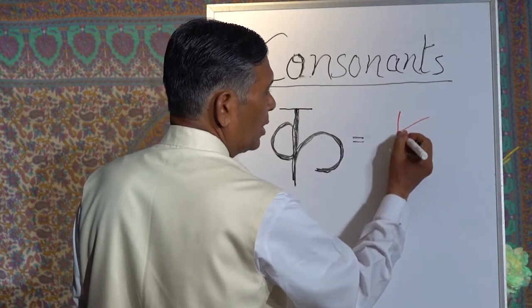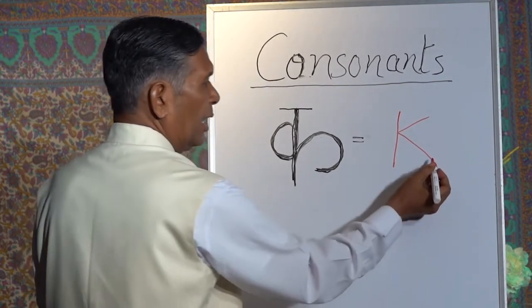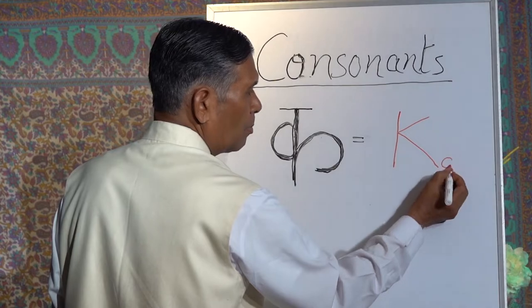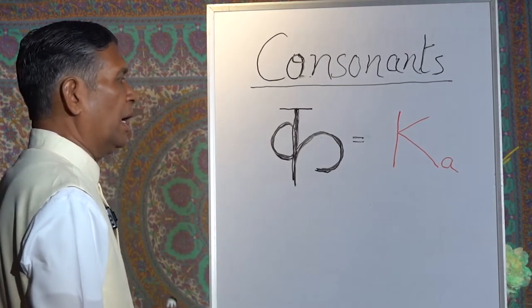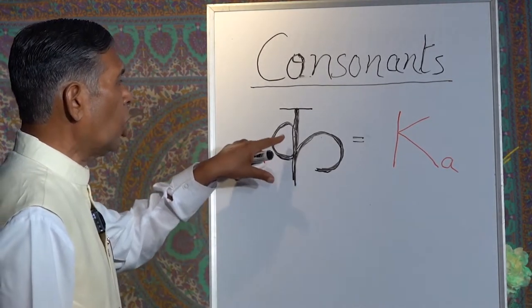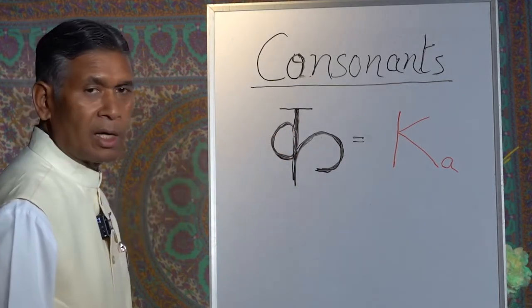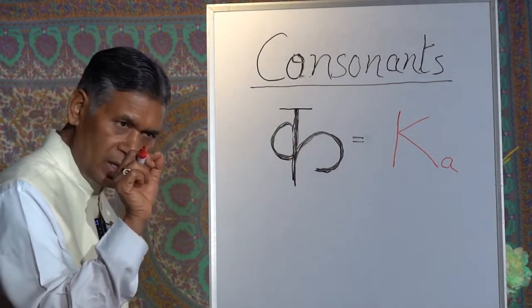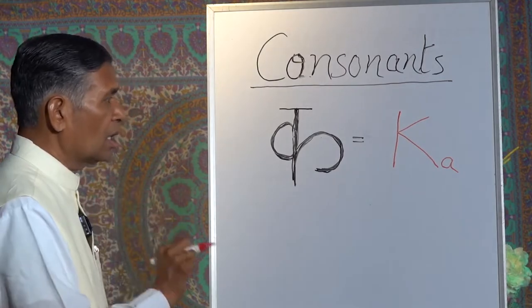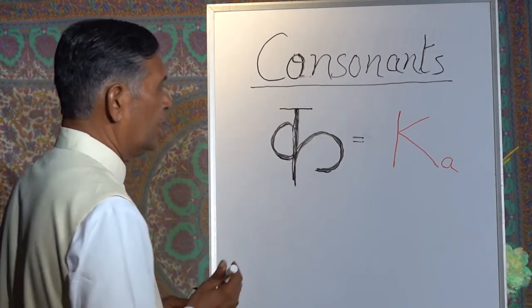And we will say in English, this is K, but with A, because the short A is hidden in the letter. Short A is silent in the consonant, in ka, the Hindi consonant.